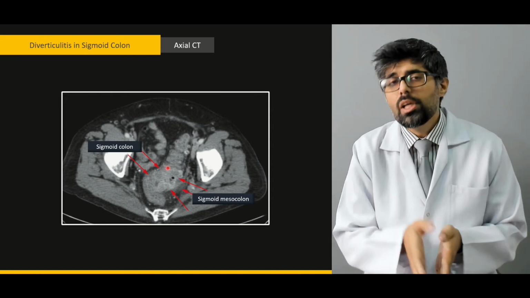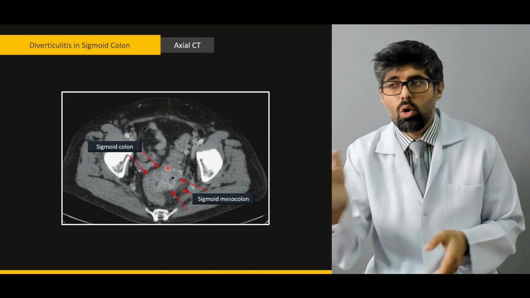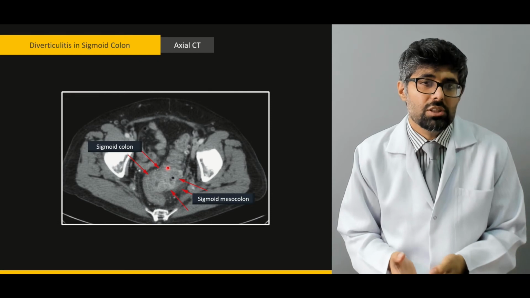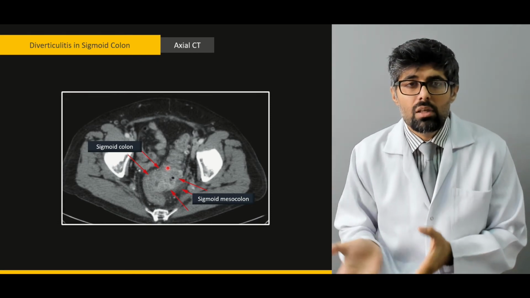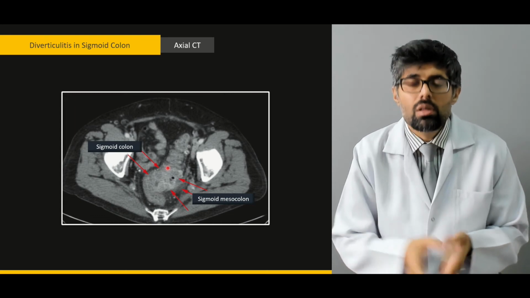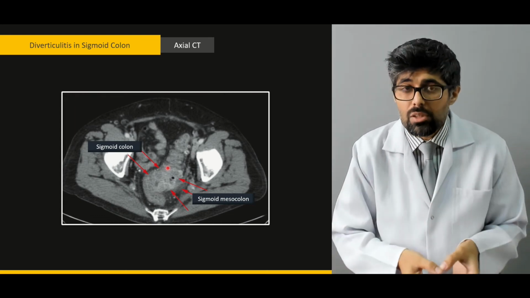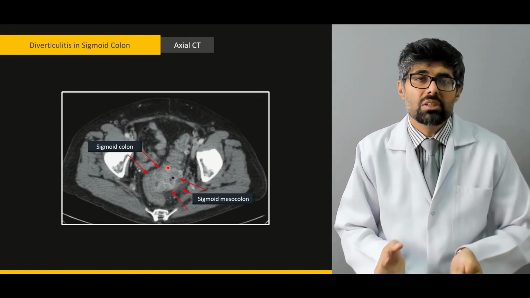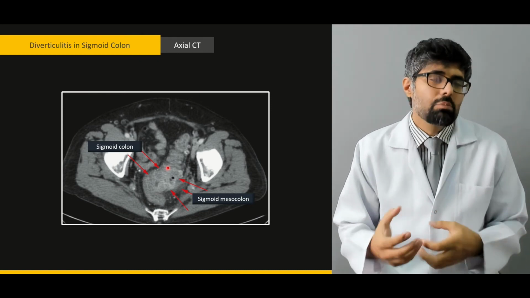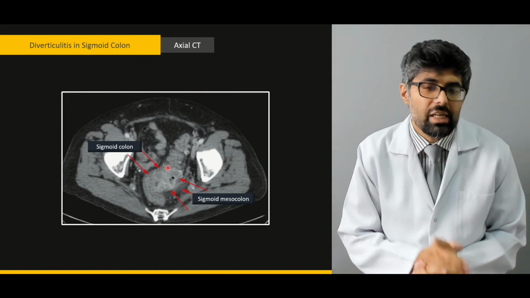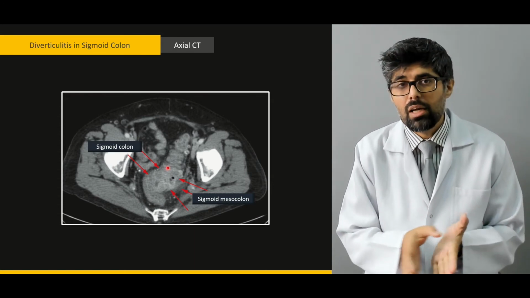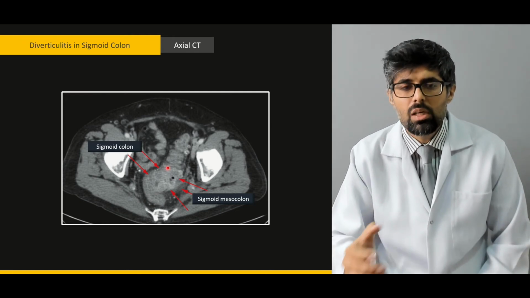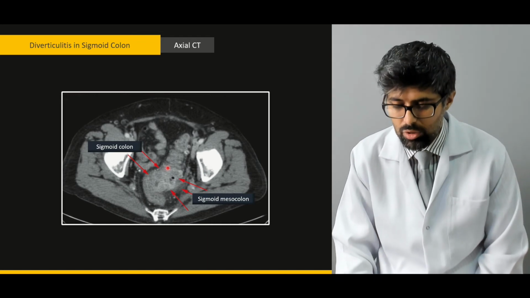diverticulitis can not only happen because of inflammation or infection, it can also happen due to ischemic changes in the mesentery, in the vessels which supply the mesocolon, and the sigmoid colon is supplied by the superior mesenteric artery. So if there is some problem with the superior mesenteric artery, it can lead to ischemic changes which then become diverticulitis in the sigmoid colon.